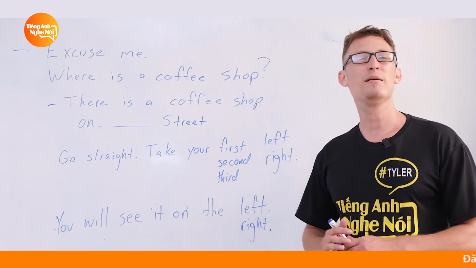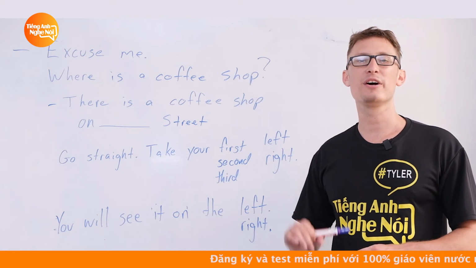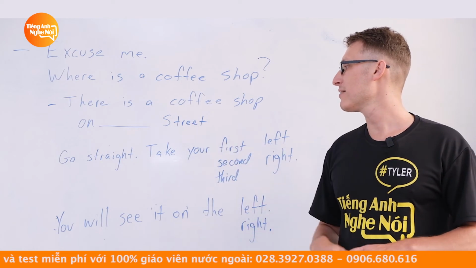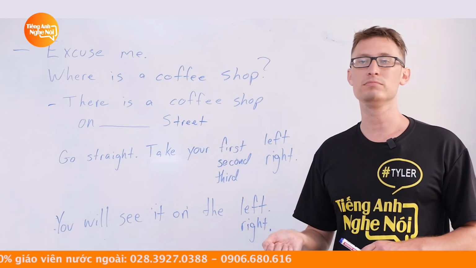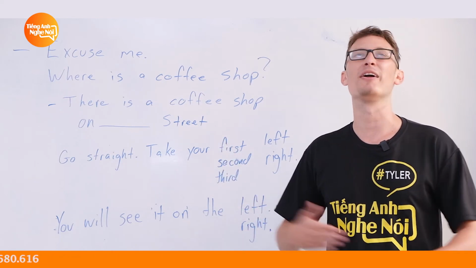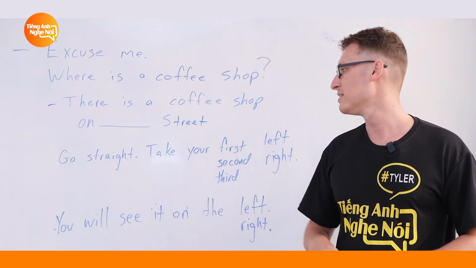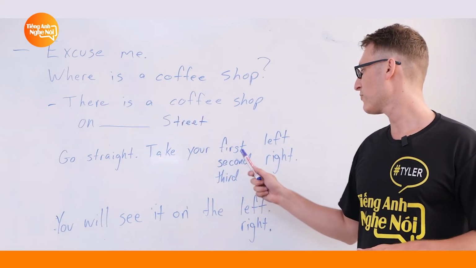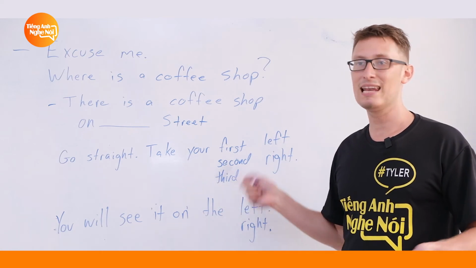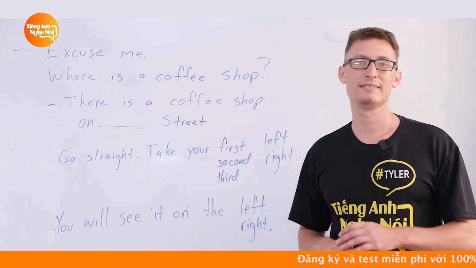If I come to you and I say, excuse me, where is a coffee shop? You can say, there is a coffee shop on whatever street. I think in Ho Chi Minh City, there is a coffee shop on every street. But you can say, there's a coffee shop on Tran Hung Dao Street. Go straight. Take your first left, take your third right, then take your second left. You will see it on the left or on the right. That easy.